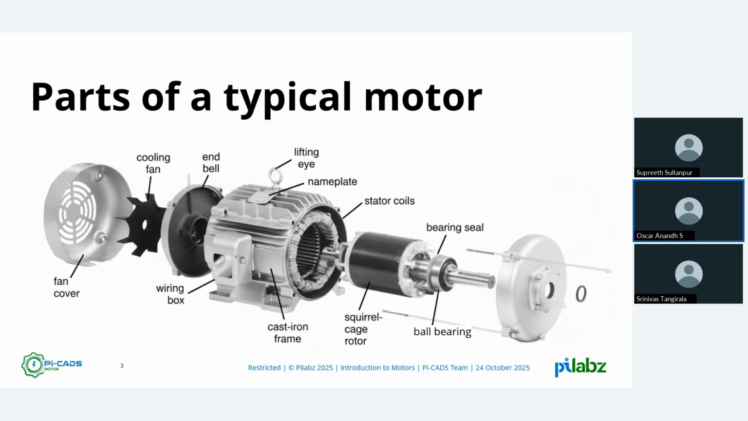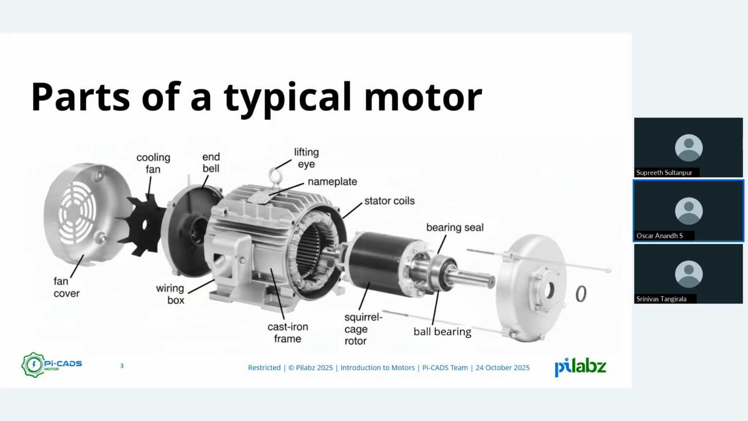Let me start from the right side, where you can see the cover, which covers the motor body, and then the rotor with bearings. Why bearings? The bearings are used to give mechanical support for the rotor to rotate smoothly with minimum friction. And the stator, which makes the rotor rotate, is inside the frame, as you can see. And the other end has another cover, and the cooling system.